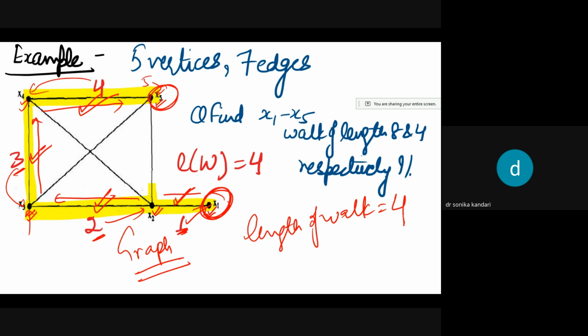Is it clear? Suppose you do it like this: 1, 2, 3, 4, 5, 6. In this case, the length of the walk would be 6. Is it clear? It depends upon how many edges you have covered.